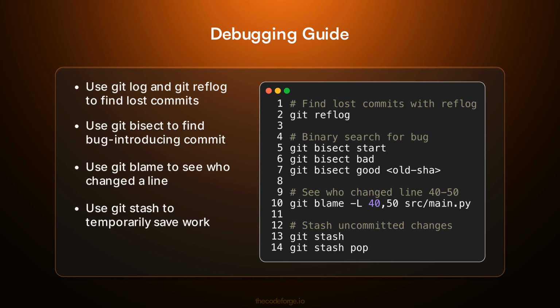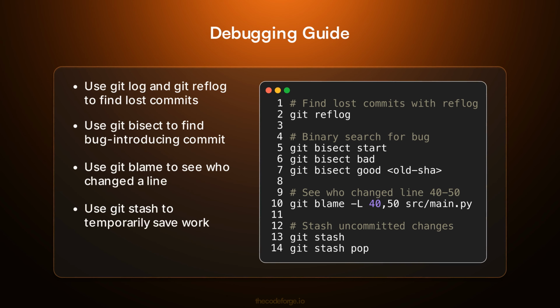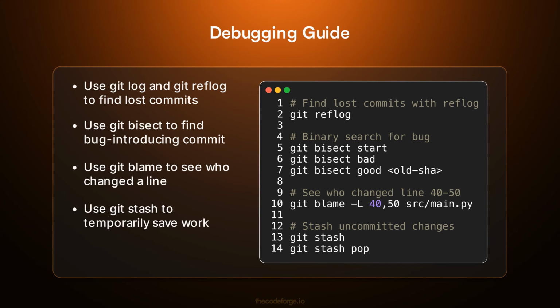When things go wrong, use git reflog to find lost commits, git bisect to find the commit that introduced a bug, git blame to see who changed a specific line, and git stash to temporarily save uncommitted work.